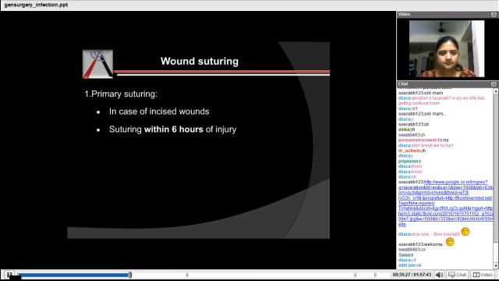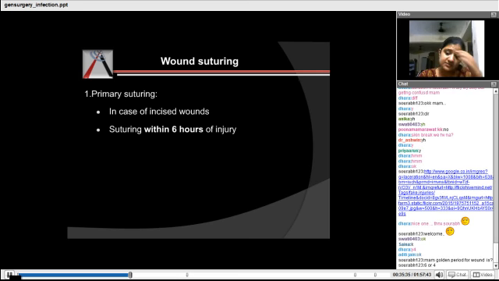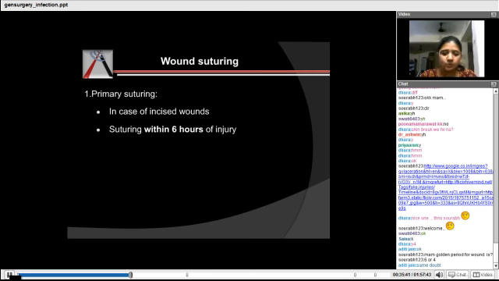Suturing of the wounds. Primary suturing, all of us know this. This happens when there is a, I would say 6 hours. I would go with 6 hours. That's what I have read. 6 hours would be my answer.